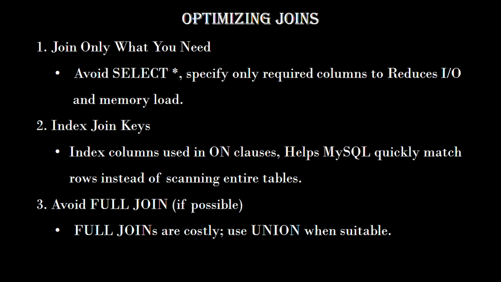We need to index the join keys. We have to create an index on the join keys, because when we create an index on join keys, it matches rows quickly instead of scanning the entire table, and we quickly get the matching records. We need to avoid full join if possible, because they are costly. We can use union when suitable.